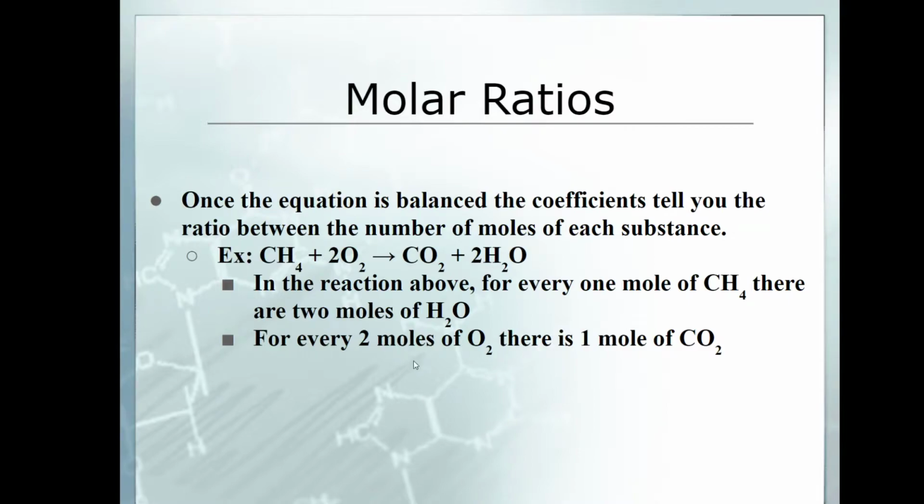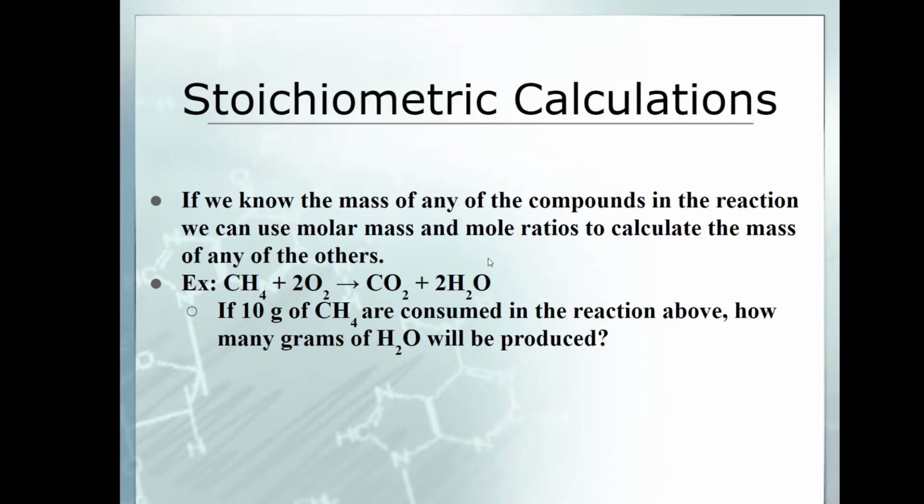Right? For every 2 moles of O2, there is 1 mole of CO2. Because the coefficient here is a 2 and the one here is a 1, that means the ratio between them is 2 moles of O2 for every 1 mole of CO2. So to find the mole ratios, all you're doing is looking at your coefficients. Okay, so once we know that, we can use that along with our knowledge of how to convert between mass and moles to find the mass of any of these compounds in there, given that we know just one of them.